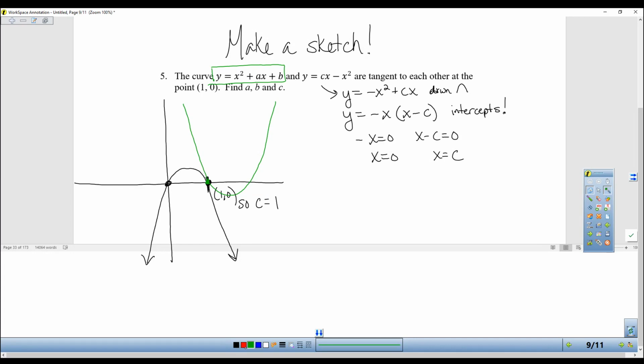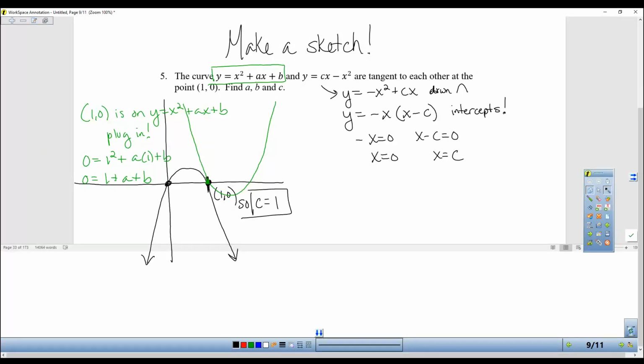And remember, always go back to the point. I know that 1, 0 is on y is equal to x squared plus ax plus b. So you can plug it in. So 0 is y, x is 1, and I can simplify this. 0 is equal to 1 plus a plus b. So I have a little equation here that might help me. I've already found c. I'm going to box that answer. But I still need to find a and b.